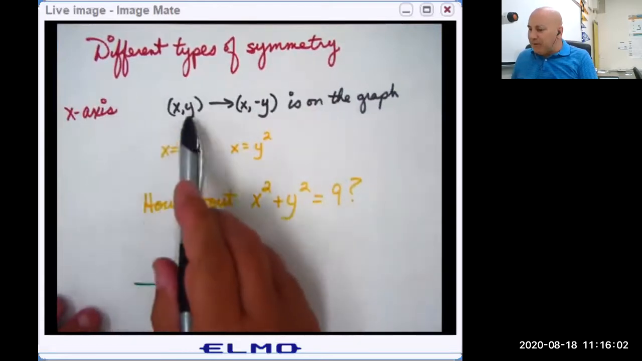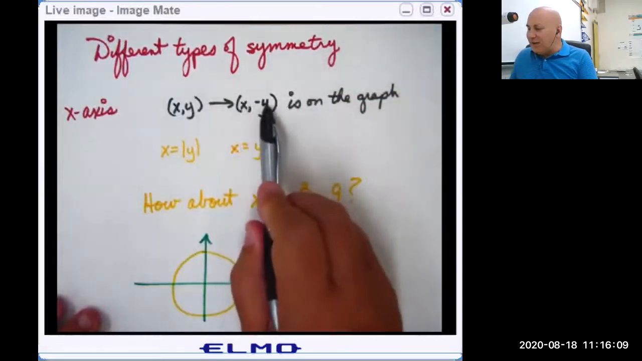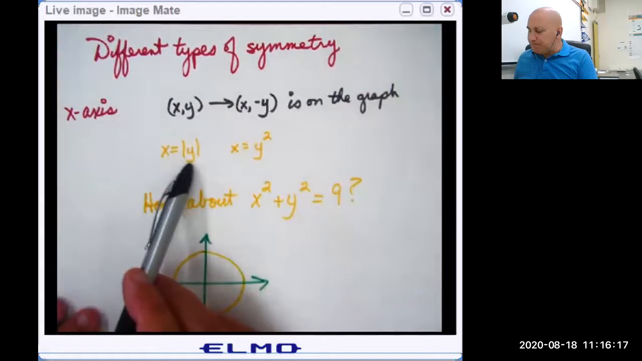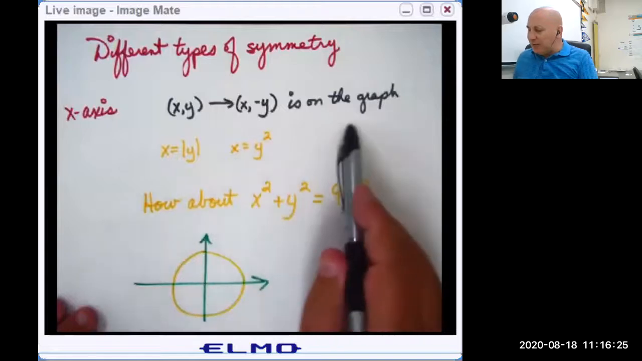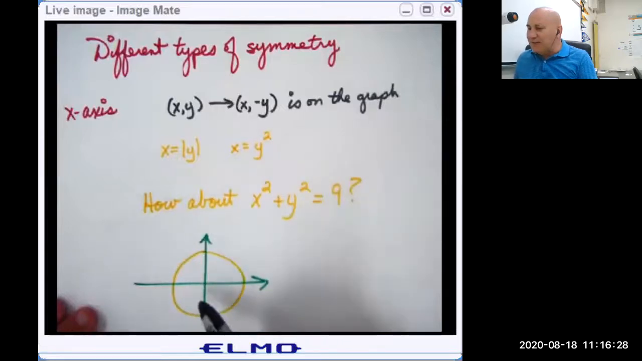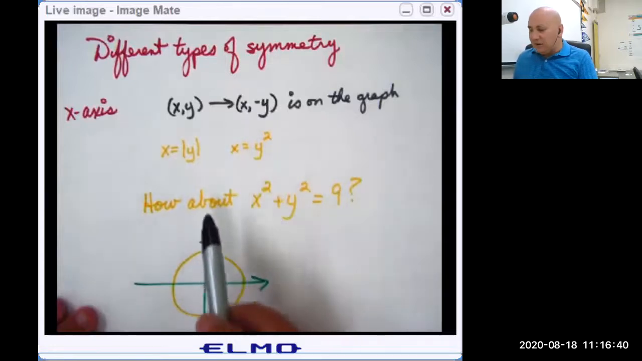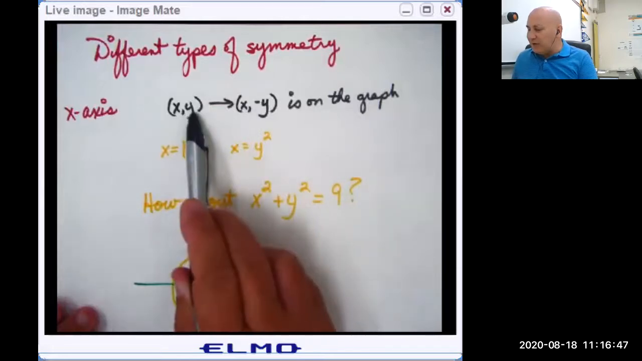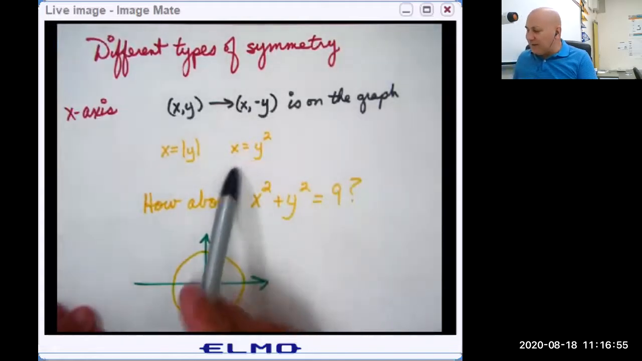So if a point x, y is on the graph, to reflect it over the x-axis, the point x, negative y would also have to be on the graph. So this was x equals the absolute value of y. You get this equation. This is that parabola that opens sideways, opens to the right. And you can see that every point on the graph, if 9, 3 is on the graph, x is 9, y is 3, then 9, negative 3, because negative 3 quantity squared is also 9. 9, negative 3 is on the graph. So every point x, y that is on the graph, x, negative y is also on the graph. Thus, this graph has x-axis symmetry.